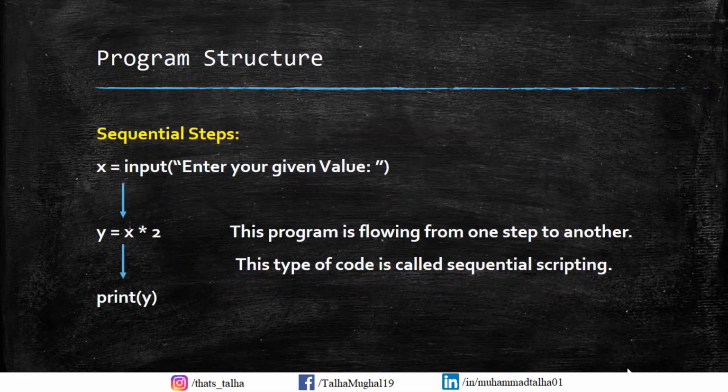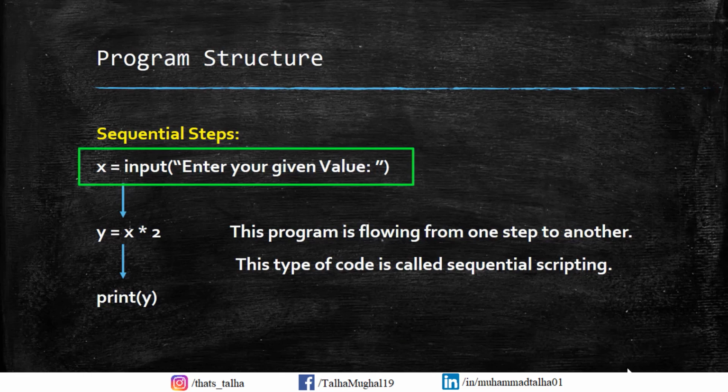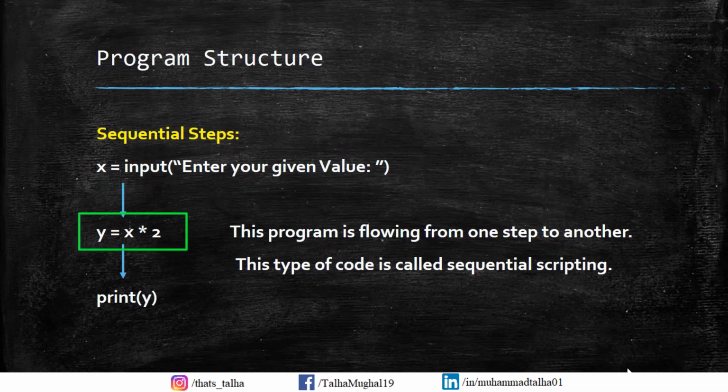Now looking deeply into the sequential steps. In sequential steps, the program flows from one step to another step. For example, in the first step, x will take an input. There will be a value that we will assign to the variable x. In the next step, that value which was stored in x will be multiplied by 2. And after that step, we will print out the result. This type of coding is called sequential scripting.